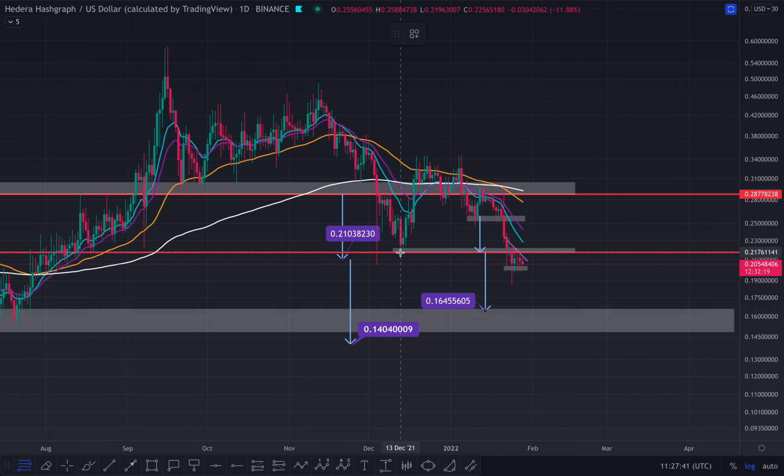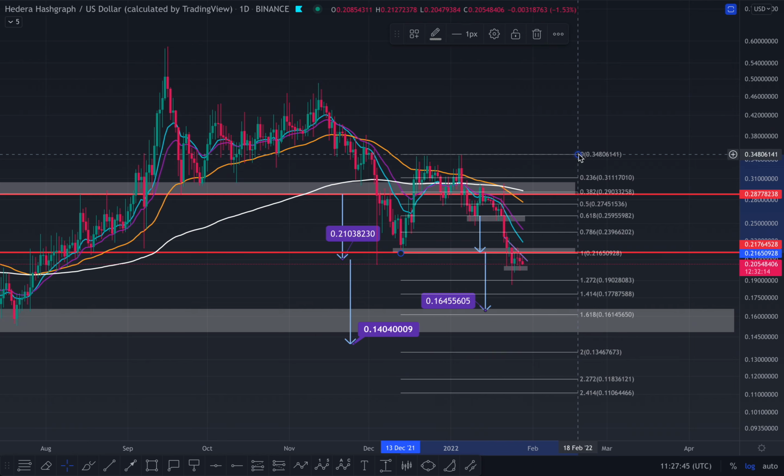So I measured from this low point over here. I'm not going to count this wick because it's too big for me, but measure from the swing low to the swing high, this corrective phase we call continuation. This was your 618. As long as you're above this, we should actually go up and break the zero, make a higher high, and try and attack this high over here at 45 cents.